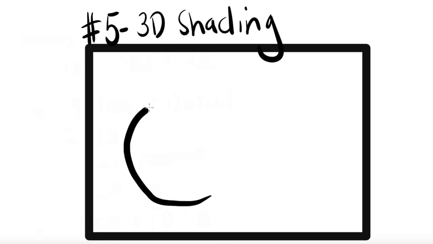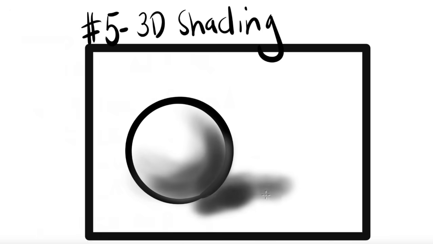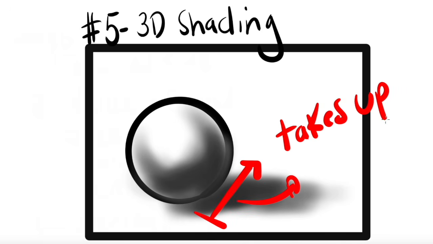The 5th technique is rendering shading. First, start by drawing a circle. This is a two-dimensional shape, and so it's not taking up any space. But by adding shading and rendering three-dimensional form, the circle becomes a sphere, which takes up space.